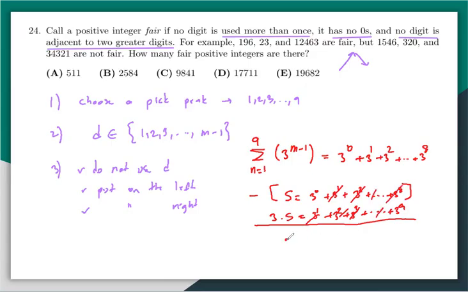So 3S minus S is 2S, and that will be 3 to the 9, and then you get minus 1, and then divide by 2. So you get 3 to the 9 minus 1 over 2. At this point, just calculate this value. You can remember some of the powers of 3, and you can even use the difference of cubes if you want to, because that will cancel too. But just do whatever you want, and that will give us 9841.